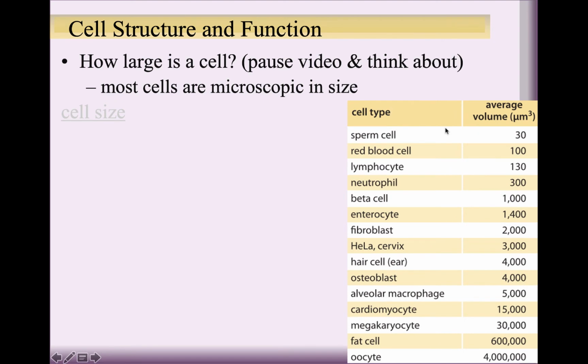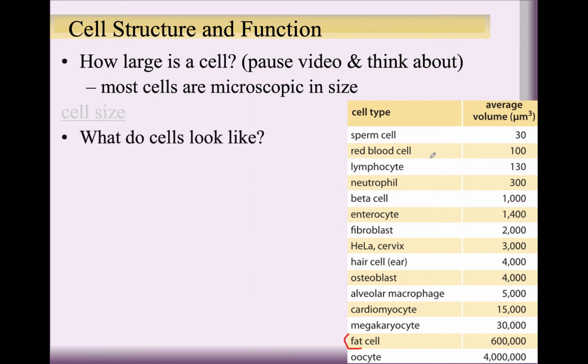Here, this is a table which lists certain cells, and it gives you the volume of those. And so you can see, again, sperm cell, pretty small when we look at the volume of it. The egg cell is the biggest. A fat cell is pretty big, but still nowhere near as big as an egg cell. I obviously don't expect you to memorize this. It's just there to give you a little bit of perspective.